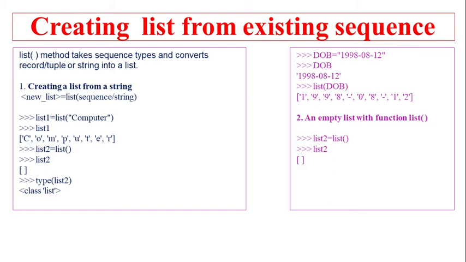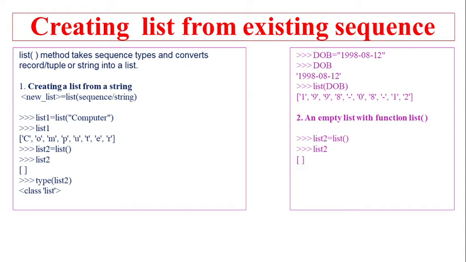So computer became a list of strings. Then another one, list2 equal to list(). You know, it's an empty list, right? We are not passing anything to the function list, so it becomes an empty list. Then type of list2, of course it will be class list. Even though we don't have anything in list2, it will be a list because we have applied the function list. That's it.